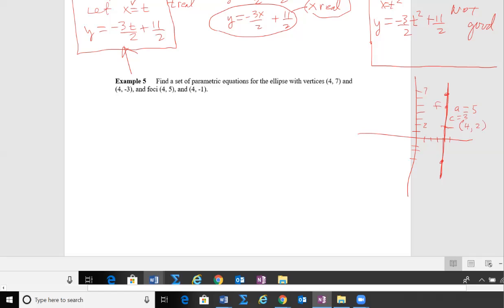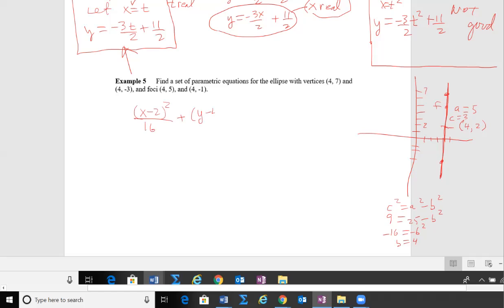So A is 5, C is 3, and now we'll be able to calculate B, because C squared is A squared minus B squared. So we get 9 equals 25 minus B squared. That's minus 16. B is a 4. So now we have everything, and that means we can write finally x minus 2 squared over 16 plus the y minus 4.